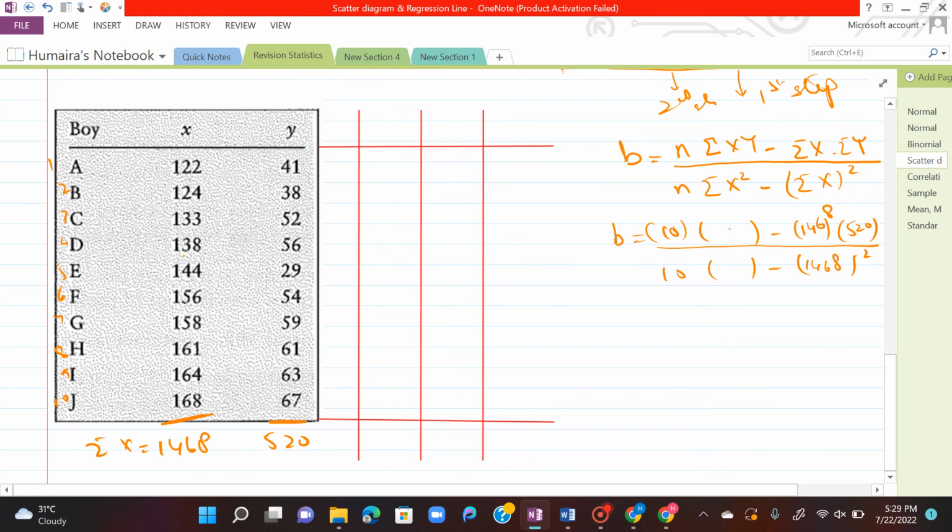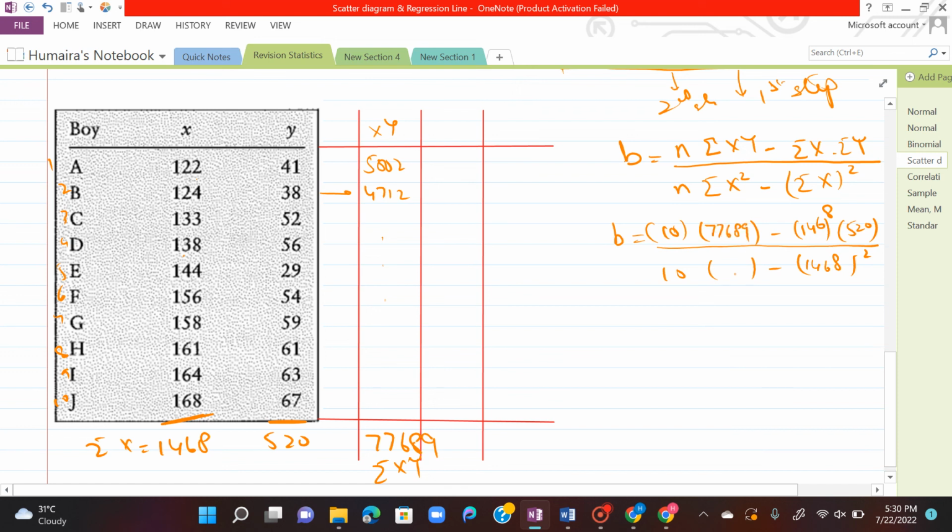Now what is left? Xy. I need the sum of xy. So just make the column of xy. Xy means you need to multiply 122 with like 41, that gives you 5002. Then the next value will be 4712 and so on. So when I add them up, I will have the answer 77689. Okay, so this is the value of what? Summation xy. Summation means sum of the xy column. So 77689 I will plug in over here.